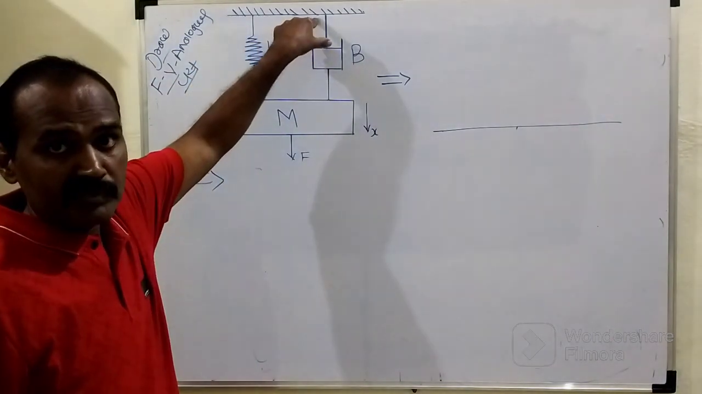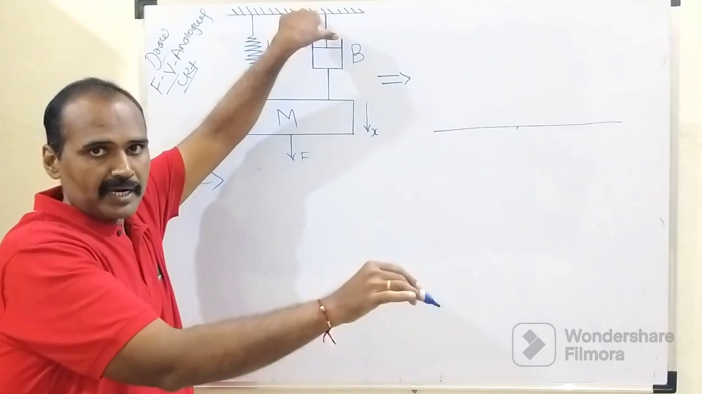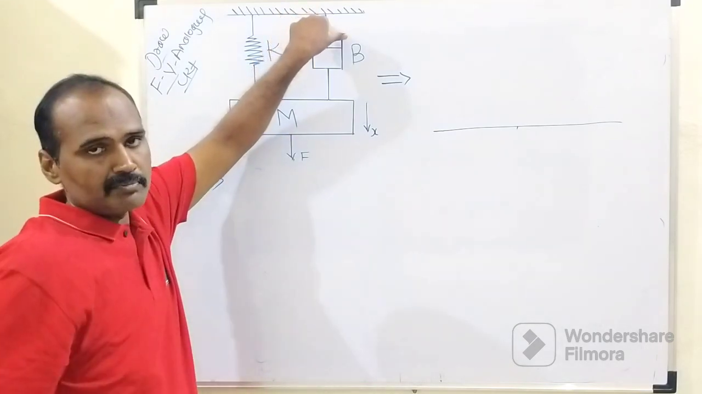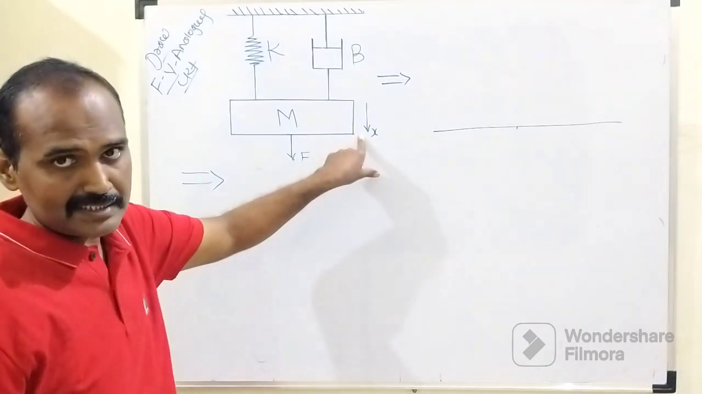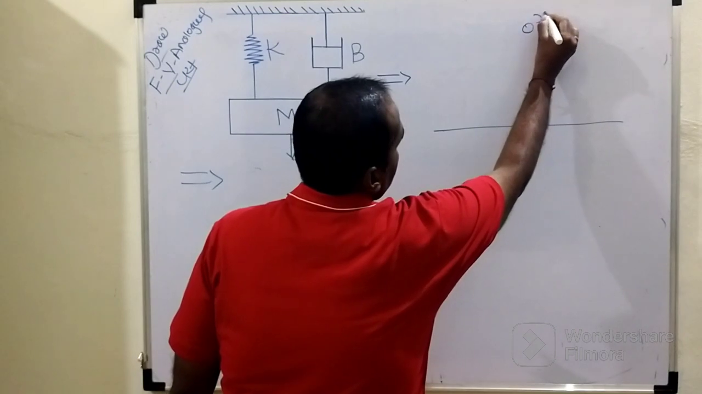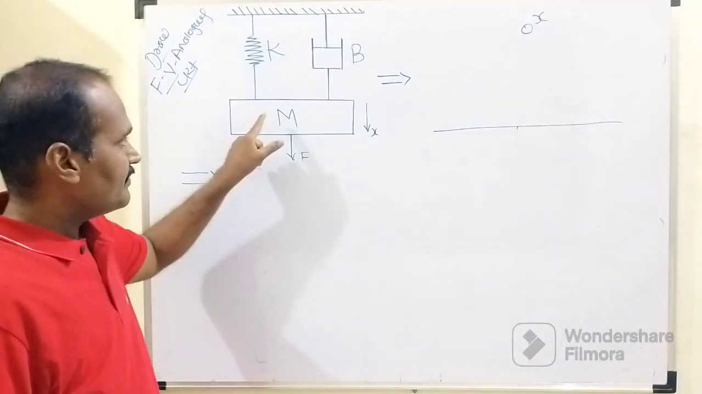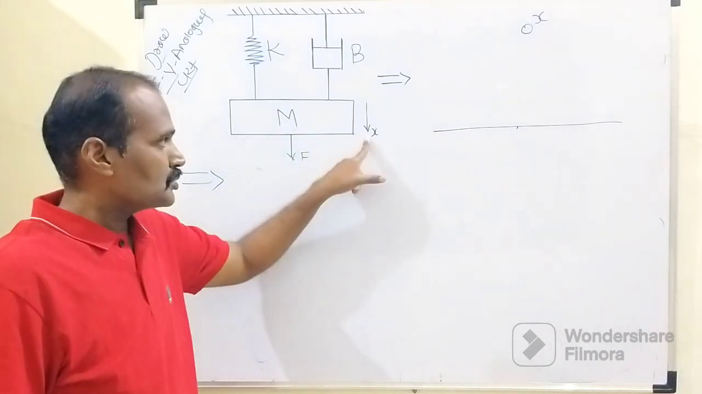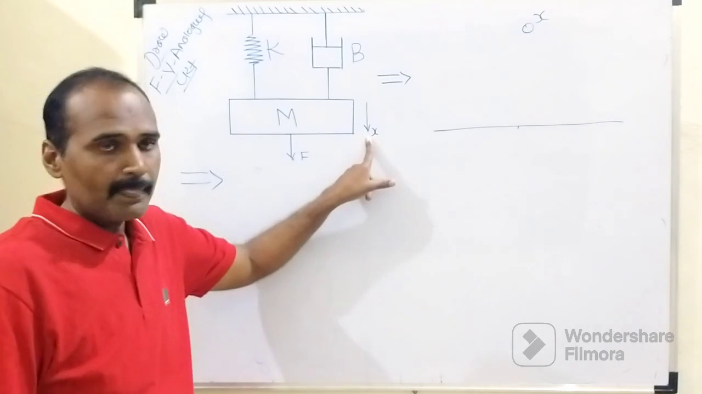With respect to this reference axis, the force is applied on these three elements of this mechanical system, associated with the displacement quantity x. So this x is denoted with this node. Let us point out that node as x. Now, this mass is associated with this displacement x.